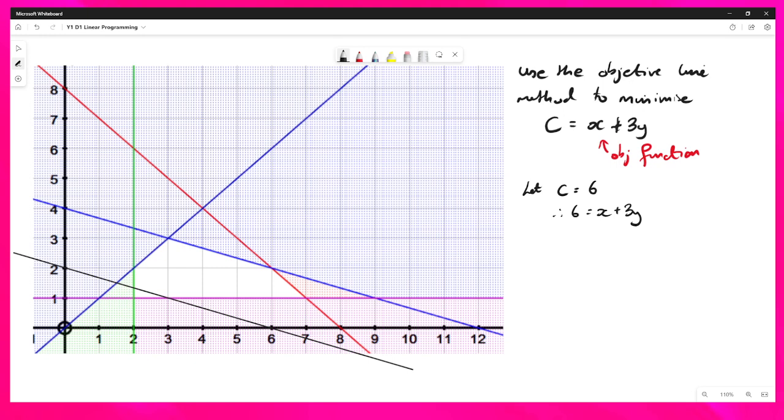Now it's important you label it, so we're going to label it with 6 equals x plus 3y, and it's also good to label it as objective line.